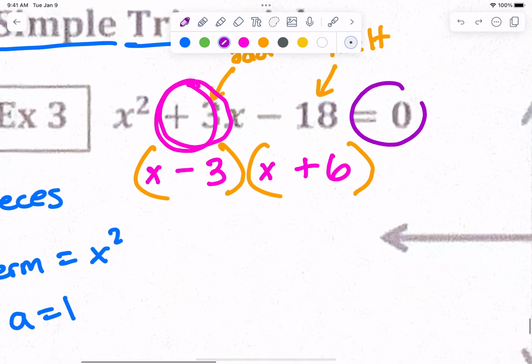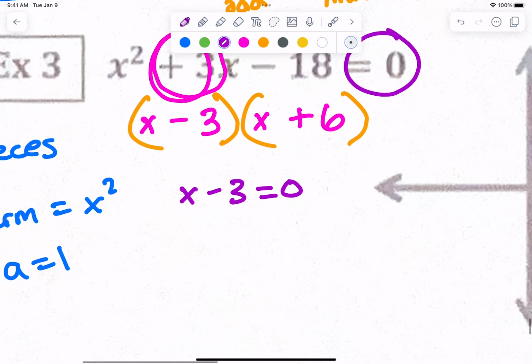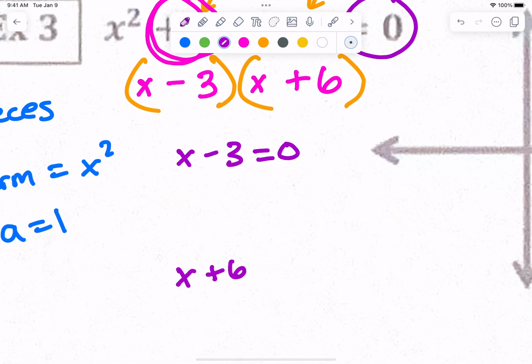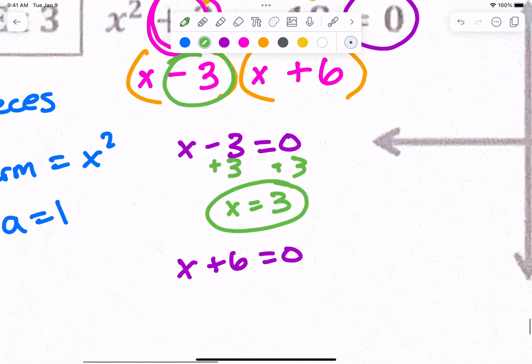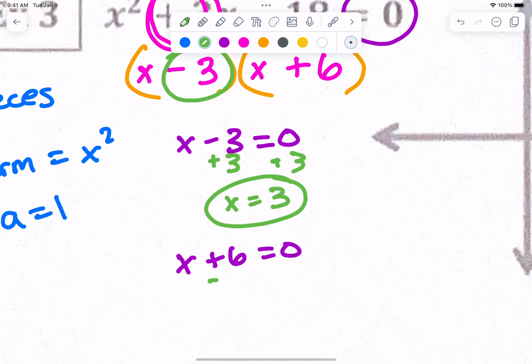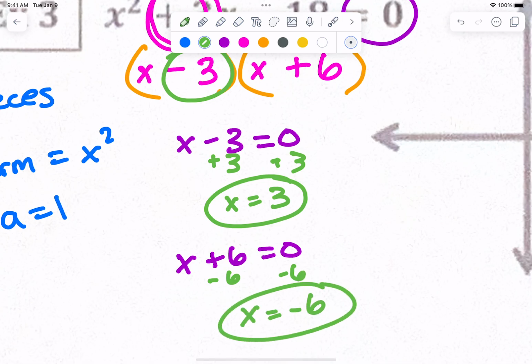Now, this is set equal to 0, so I have to do x minus 3 equals 0, and then I have to do x plus 6 equals 0. These ones you can do in your head. If x minus 3 equals 0 and I add the 3 over, x will be? X equals 3. It's exactly the opposite sign of what it's in the parentheses, right? Okay? You really don't even need to write it down. Minus 6, x equals negative 6, right?